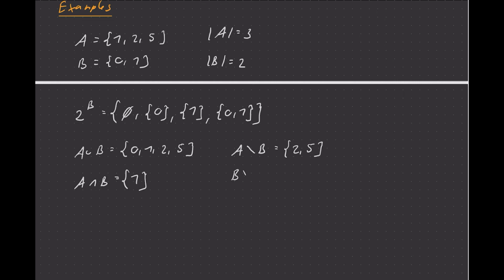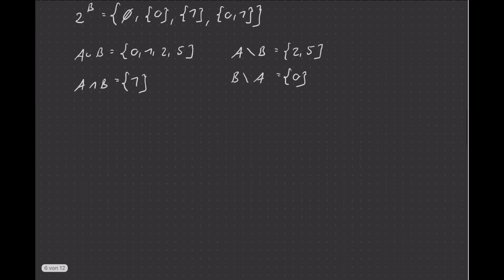Or we could also take B less A. So we're now starting with 0, 1, and we take out all these numbers. So that leaves us with the 0. Okay, so you'll notice the set difference is not symmetric. The order of the sets matters. It does not matter for the union and the intersection. And of course, the order of sets also matters for the Cartesian product.